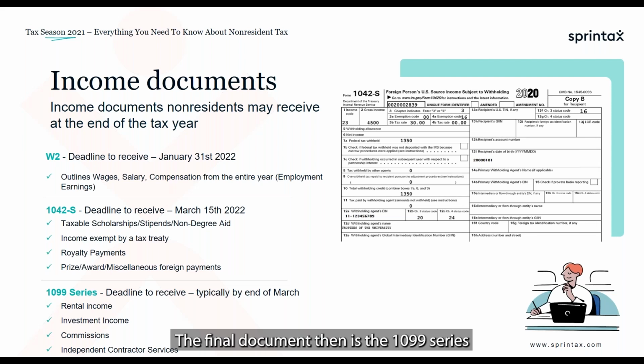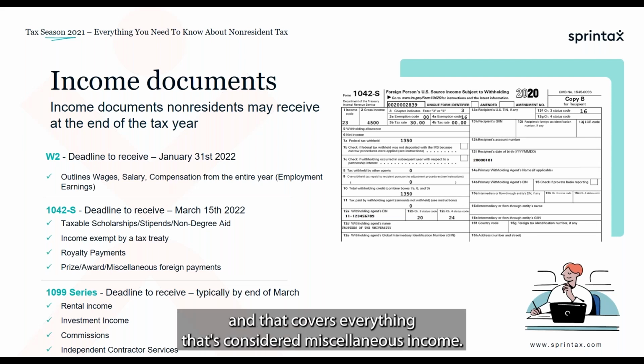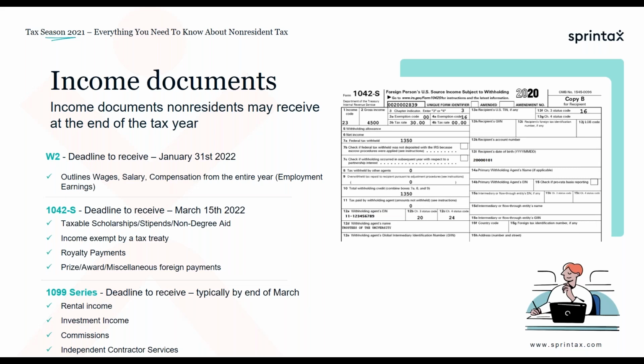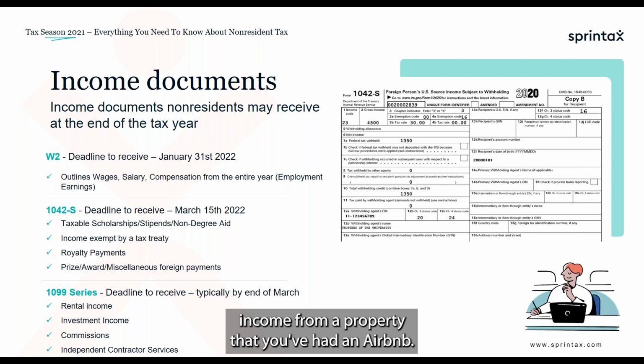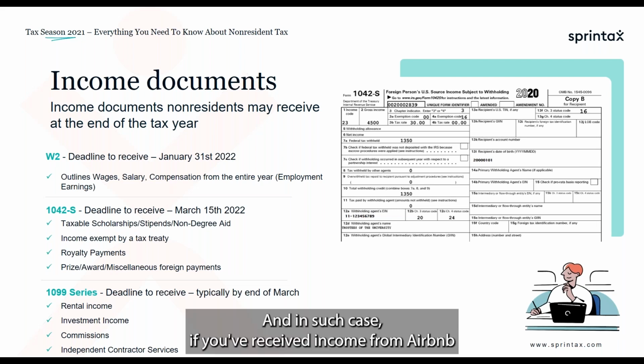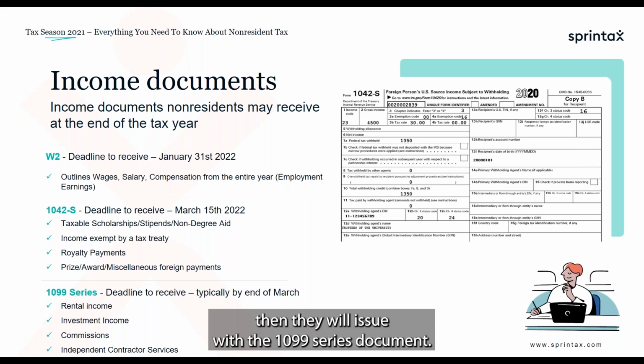And the final document then is the 1099 series, and that covers everything that's considered miscellaneous income. So miscellaneous income may be rental income from a property that you've had on Airbnb. And in such case, if you've received income from Airbnb, then they will issue you with the 1099 series document.